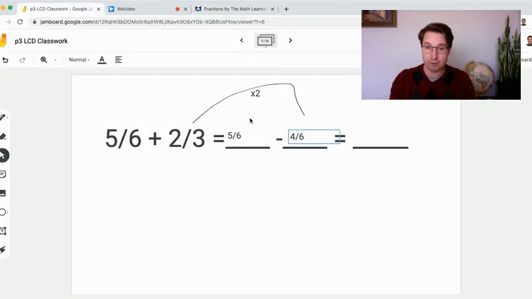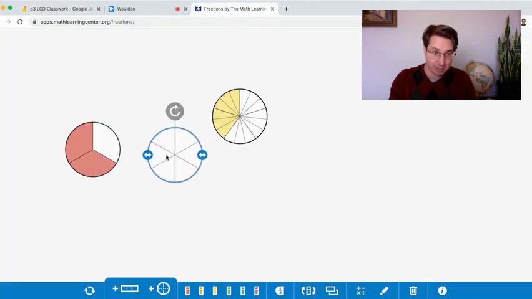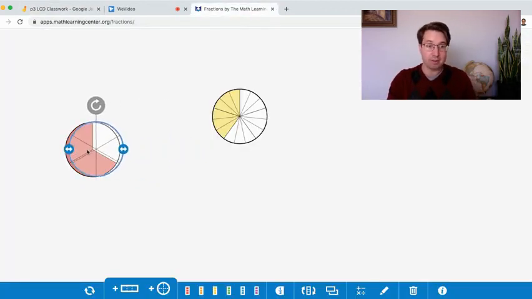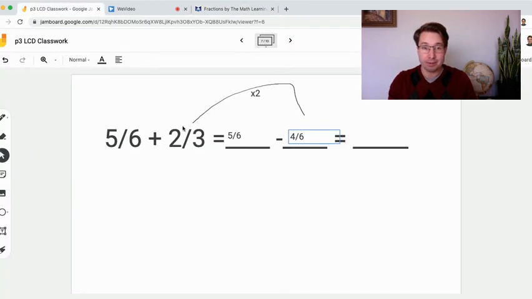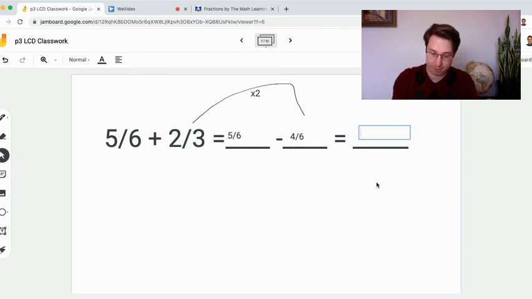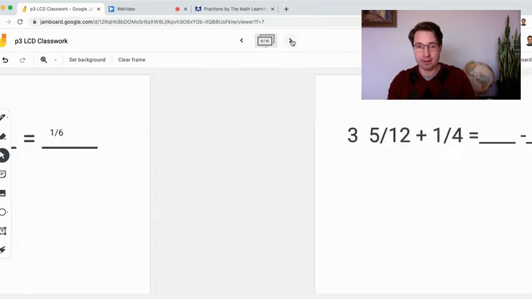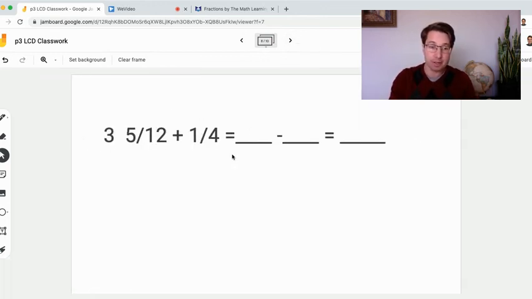Is that true? 4/6. That's because if we see here, each of those thirds is now turning into 2. We're multiplying it so that we have 2 pieces instead of 1. And since we had 2 in the first place, it becomes 4. So 5/6 minus 4/6. We do not do anything to the sixths because that is how many pieces there are, but 5 minus 4 is 1/6. Good. Did you get that right? I hope so.